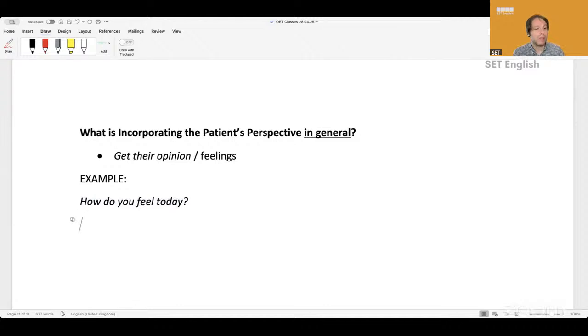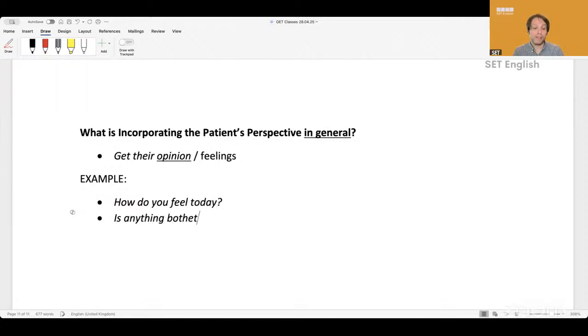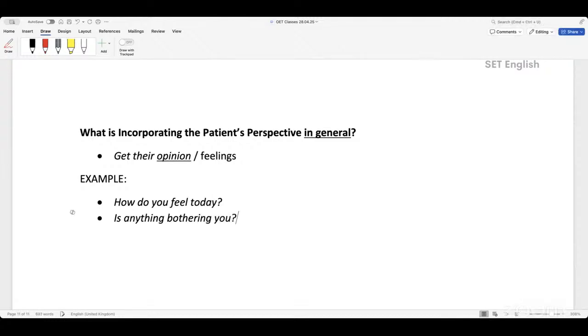Tashita, is there something else we can do? Maybe we can have two examples. We can ask, is there anything bothering you today? Is anything bothering you? Helen, do you want to add something as well here? After explaining something, we can say, how does that sound?